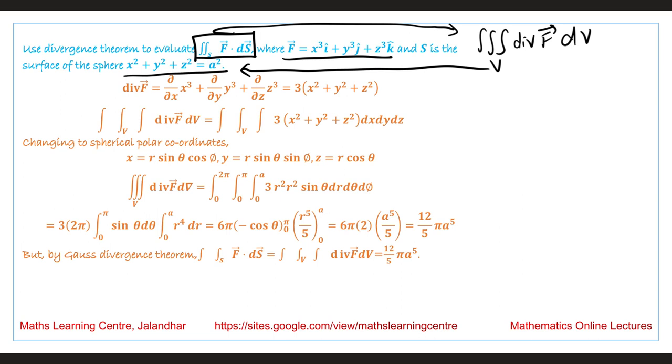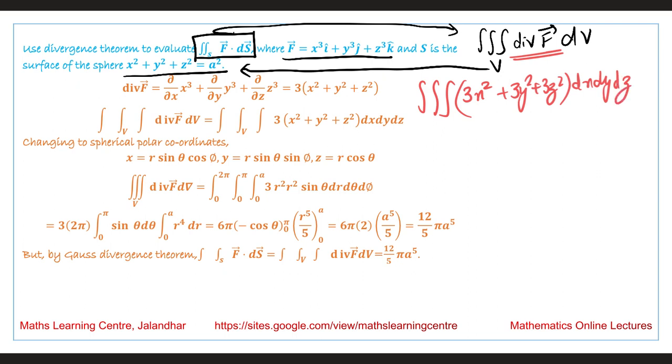Now, if we calculate the value of divergence of f vector, the answer we obtain is the triple integral of 3x square plus 3y square plus 3z square into dx dy dz over the volume V. V is the volume bounded by the sphere. So we write this as equal to the triple integration of 3 times x square plus y square plus z square into dx dy dz over the sphere V.